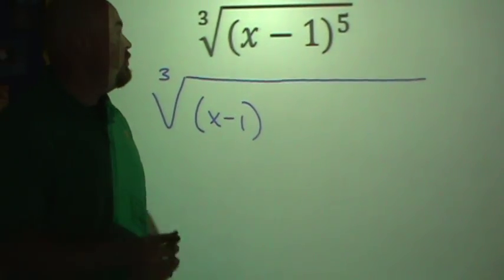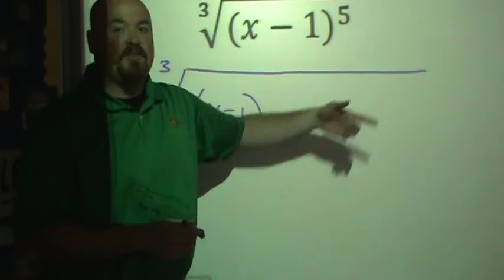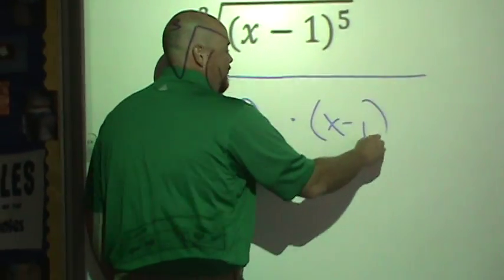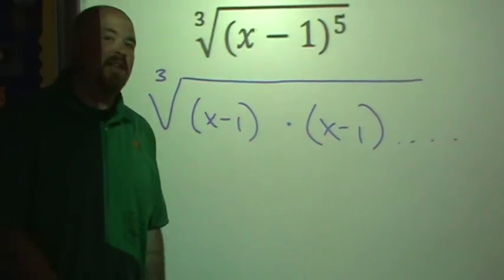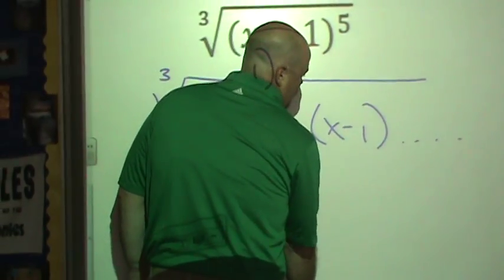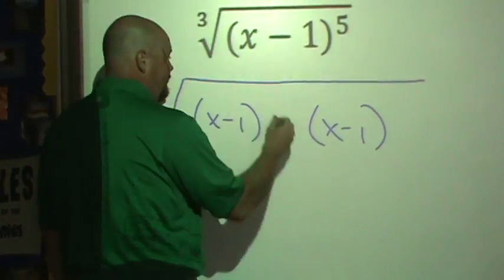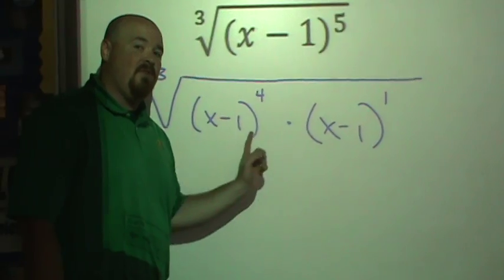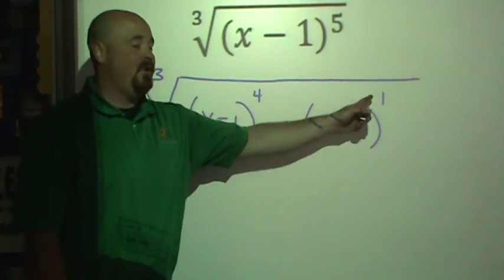Think about your exponent rules. How might this 5 have come to be? Perhaps I took 5 of these and I multiplied them together. Maybe that's how I got x minus 1 to the fifth. Or maybe it was x to the fourth times x to the first, because when I multiply powers that have the same base, I add their exponents.